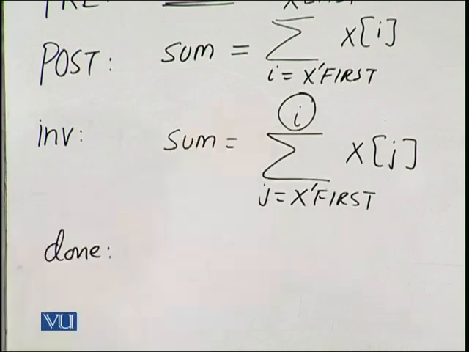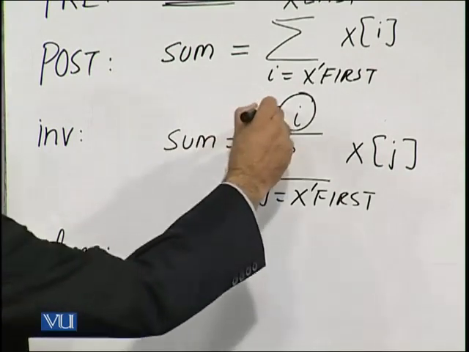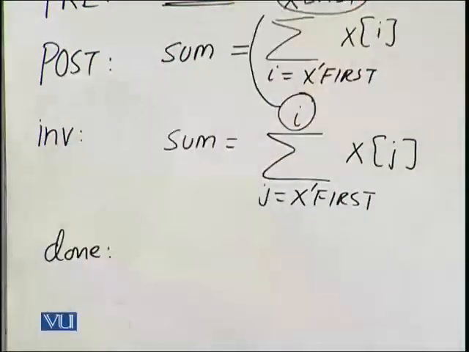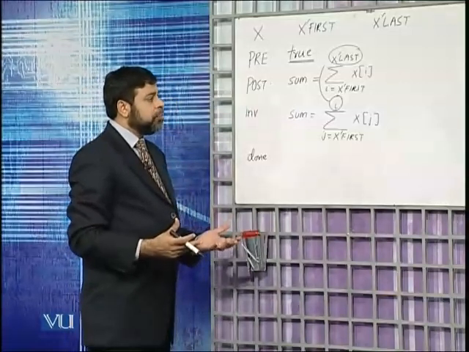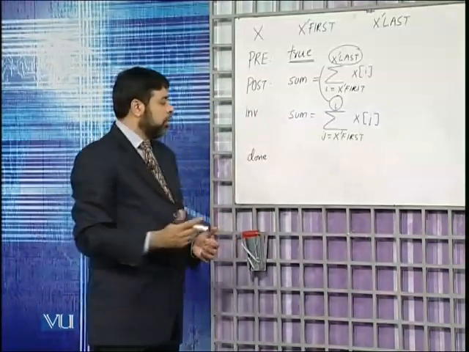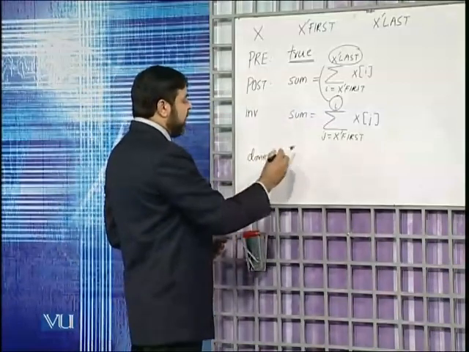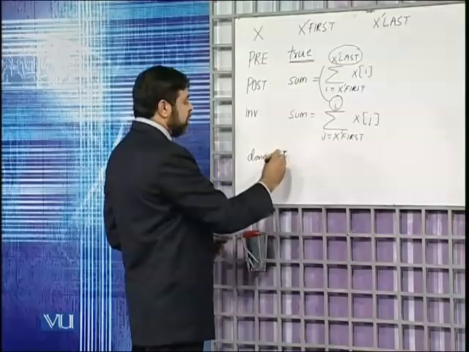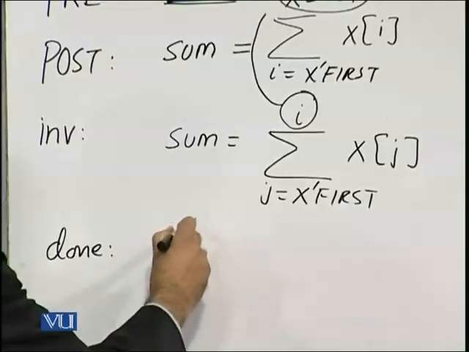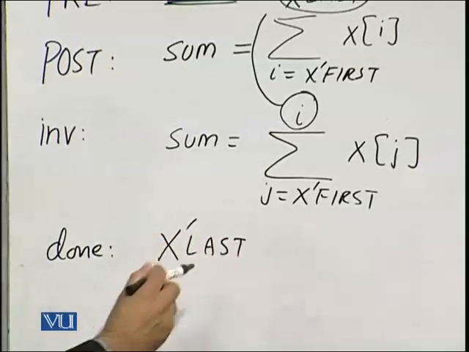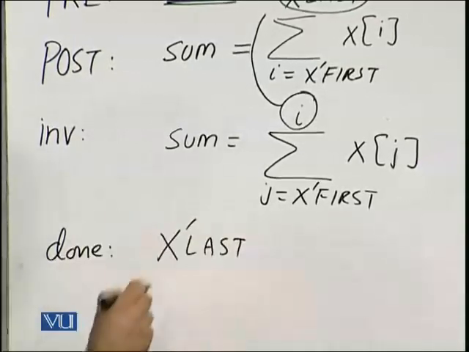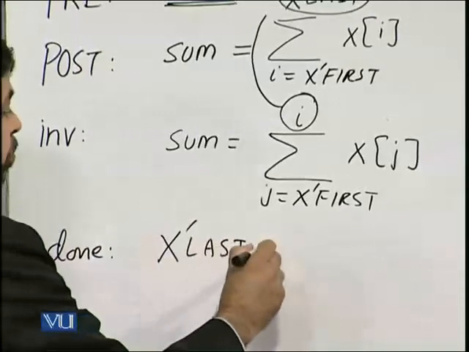This is the index. This is where I am. I stop when this index I is equal to x last. So at that time, I am done. So I can write this done is equal to this x last, the relationship between x last and I.